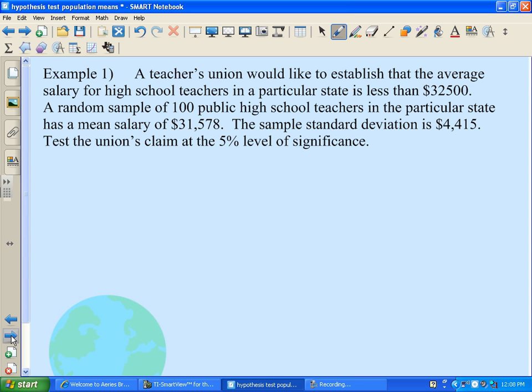There's the problem. Right now, you guys as students should be able to tell this is no longer a proportion problem. It is a mean problem. Same 8 steps. We're talking about averages and means. They even give you standard deviations there. Define it, mu. Mu in this case is the true mean salary of high school teachers.